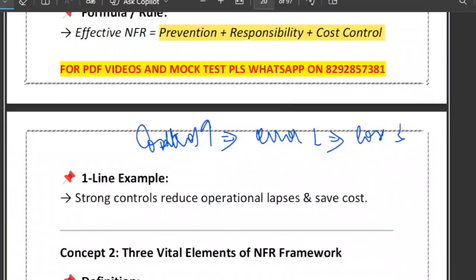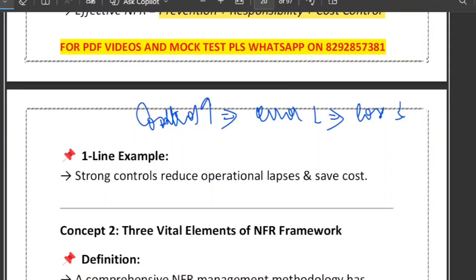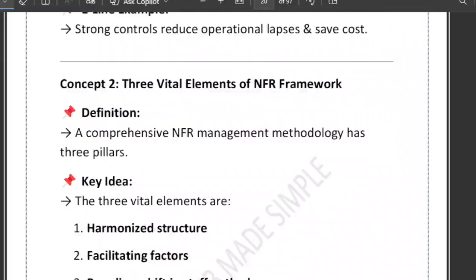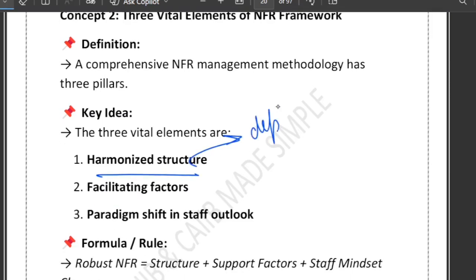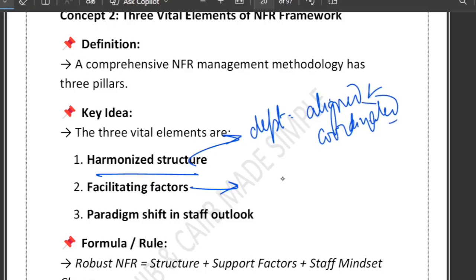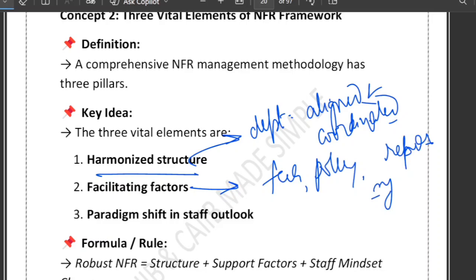So now, for example, better control, fewer operational errors, and lower cost. So the three vital elements of the NFR framework: a complete robust NFR framework is built on three pillars. The first one is the harmonized structure, which means all departments are aligned and all departments are coordinated. That is called harmonized structure. Then the facilitating factors, like technology, policies, reporting system, and culture. So these are called facilitating factors.